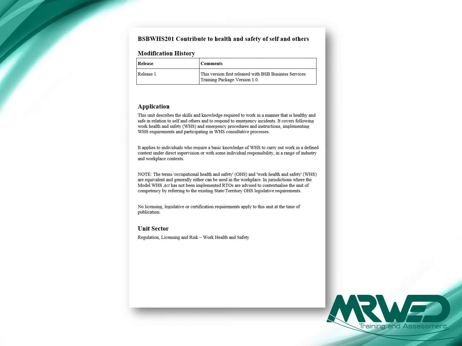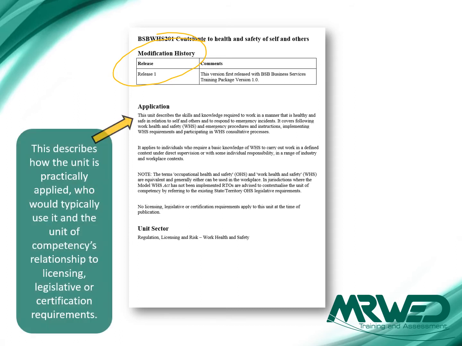So let's take a closer look at the actual unit of competency. Now, at the top of the page, you'll see the modification history. This just shows you what version you should be using so you know that you're using the most up-to-date one. Following that, you've got this application statement which describes how the unit should be practically applied, who would typically use it, and in the end, the relationship it has to licensing, legislation, and any other certification requirements.